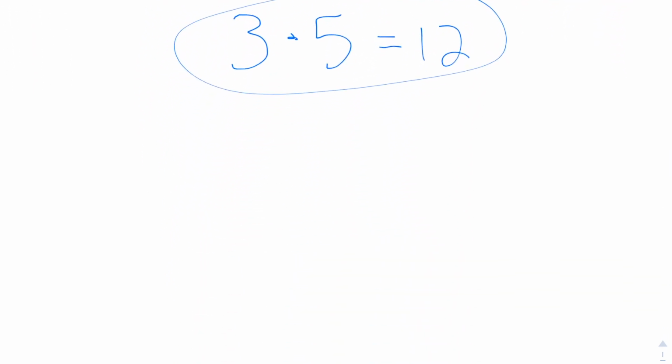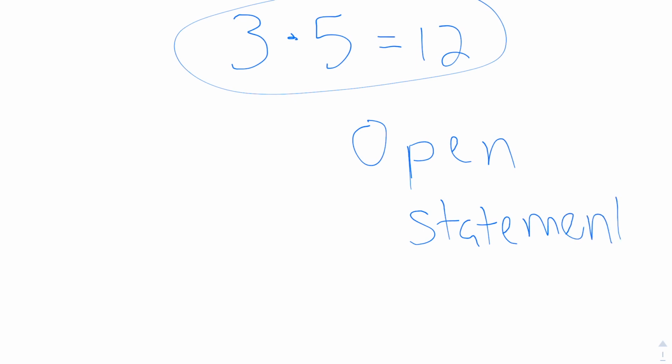Okay, we're going to look at one more type of statement today, and that's going to be considered an open statement. An open statement is going to have some kind of letter in that statement, still using the operations add, subtract, multiply, and divide, and also using an equal sign. So for example, we can say 3 times n equals 15. This is considered an open statement. We don't know what n is. We can possibly find an answer for it, but we're not going to do that today.